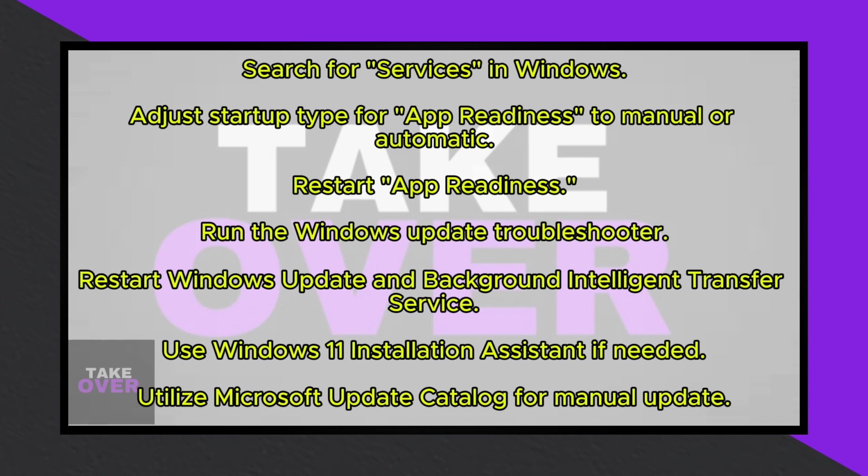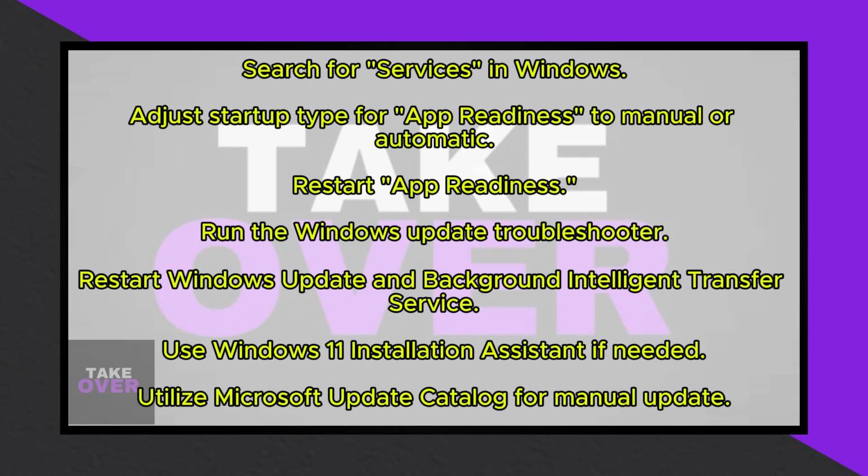Next, ensure both the Windows Update and Background Intelligent Transfer service are running smoothly. You can do this by accessing services through the Windows search box, finding these services, setting their startup type to automatic, and restarting them. If issues persist, consider using the Windows 11 Installation Assistant.